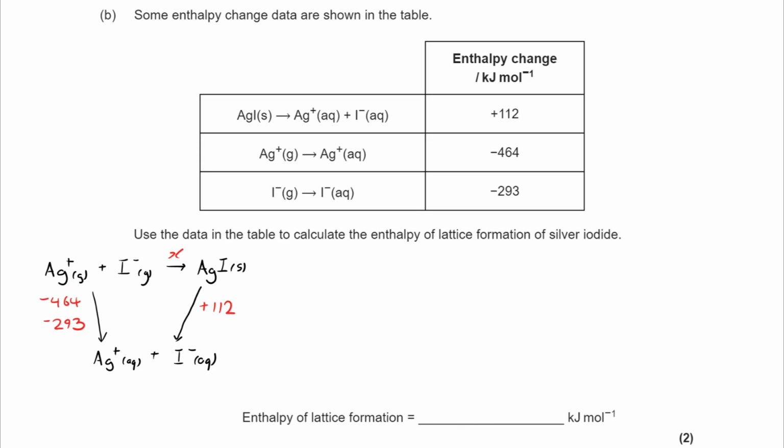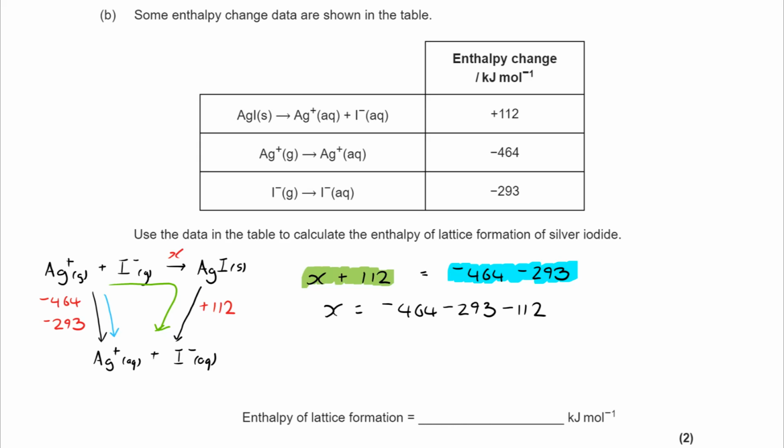Now I find my two routes around the cycle because I know from Hess's law that the overall energy change is the same whichever route is taken. I'm going to highlight those as blue and green, and then I'm going to highlight the numbers that I take from them. Once I rearrange that to make X the subject, I can very quickly get to X being negative 869 kilojoules per mole.